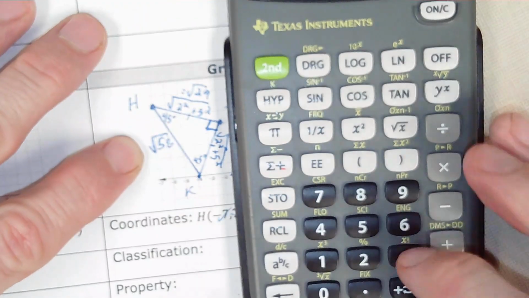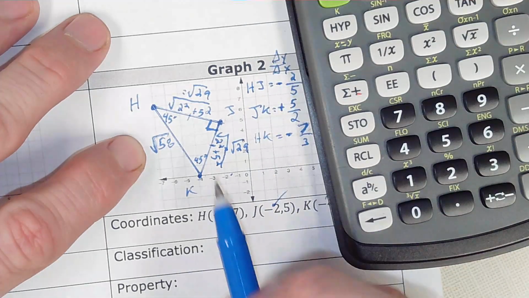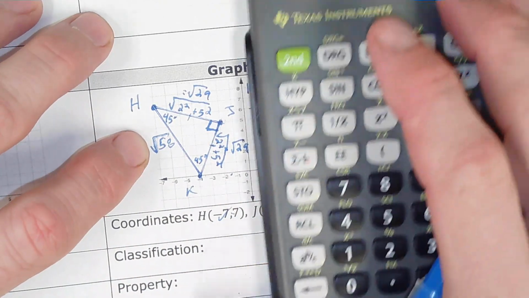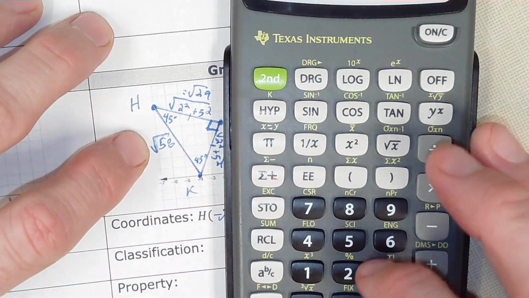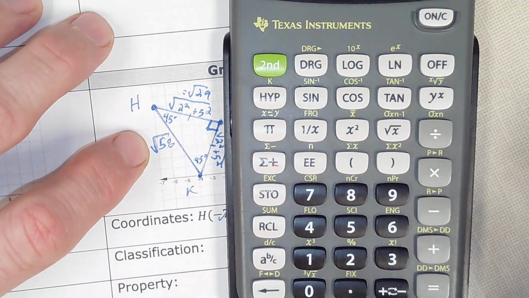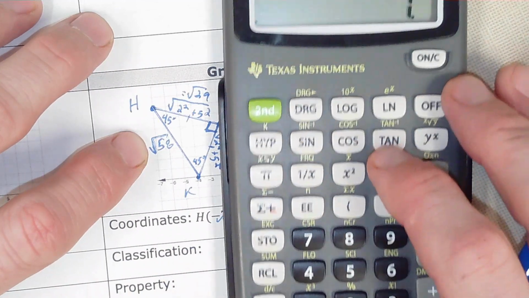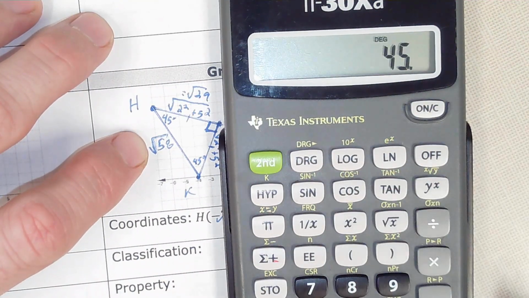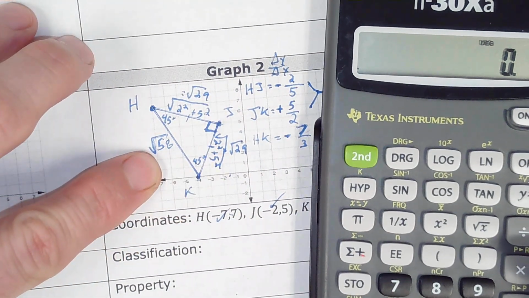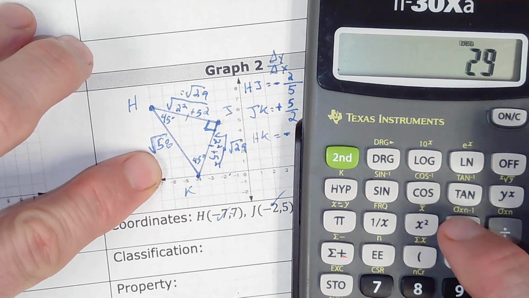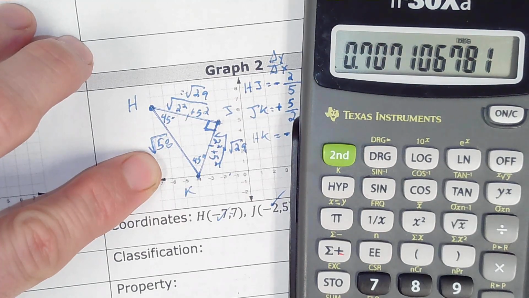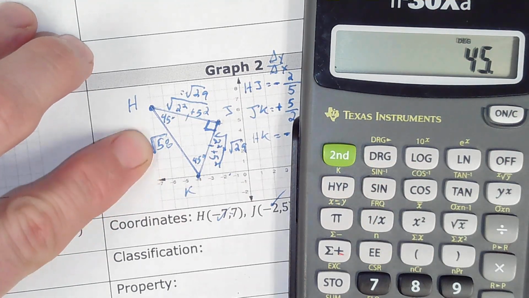So let's do the tangent, opposite over adjacent. Square root of 29 divided by square root of 29 is 1. And if I do the arc tangent of 1, that's 45 degrees. How about we do the sine? The sine is opposite over hypotenuse. Let's do square root of 29 divided by square root of 58 equals, and let's do the arc sine of that, hey, that's 45 degrees.